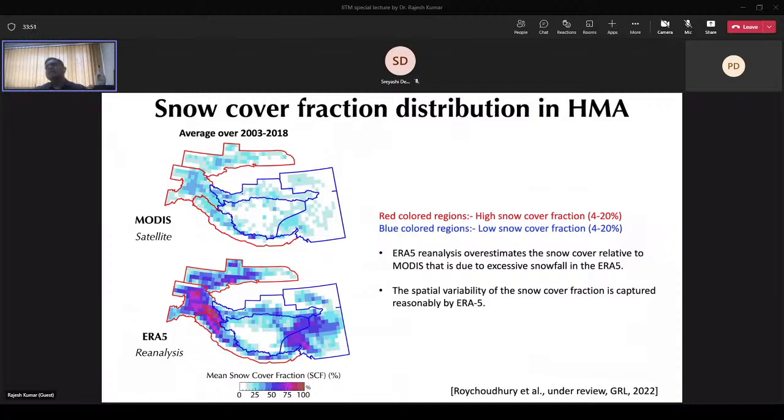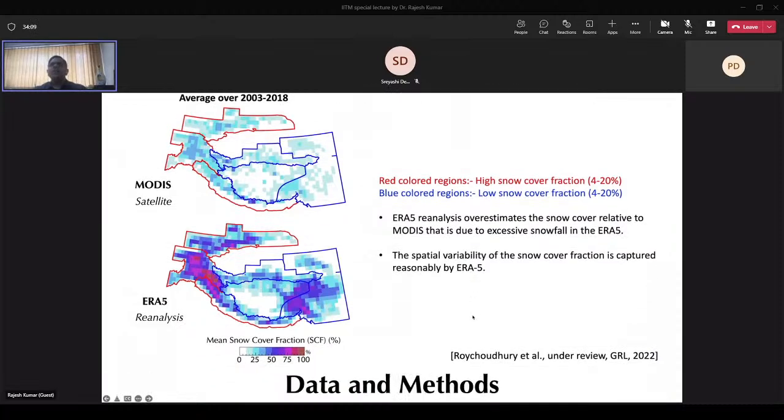So following this, we divide the high mountain Asia into two types of regions, where the red boundaries encompass high snow cover fraction. We define it this way: if the snow cover fraction is between 4 to 20%, we call it a high snow cover fraction region. And if it is less than 4%, sorry for the mistake here, then it is a low snow cover fraction region. Those are mostly in the inner parts of the high mountain Asia.